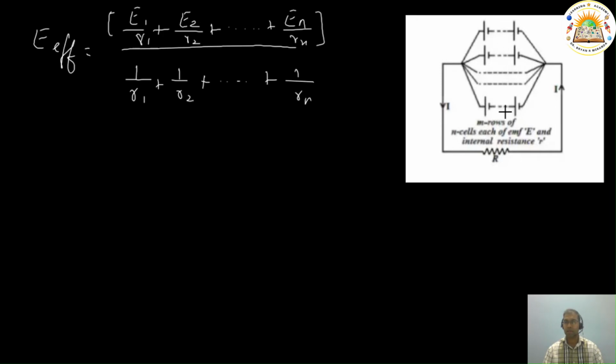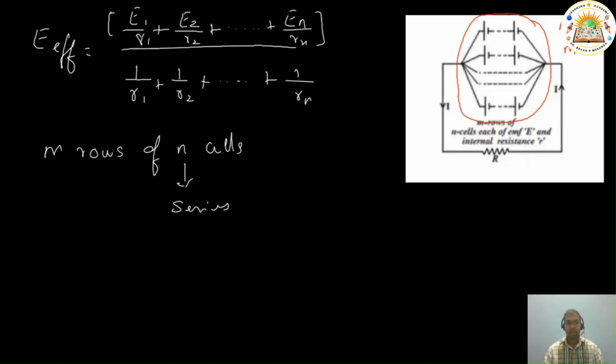Now, if we consider this diagram where I've got multiple cells as a mixed grouping in both series and parallel, that is, multiple cells in series which are connected in parallel. The dotted lines mean that there are many more series connections within this entire parallel group. That's why it says m rows of n cells each. So we have m rows of n cells. Now these n cells are in series and these m rows suggest a parallel combination.